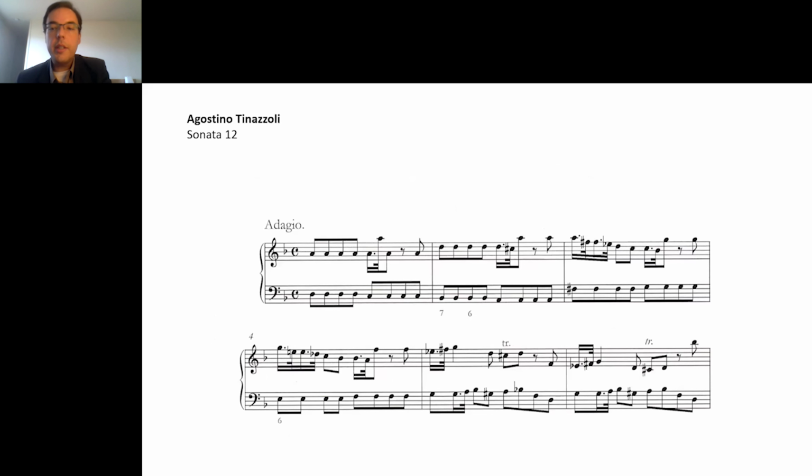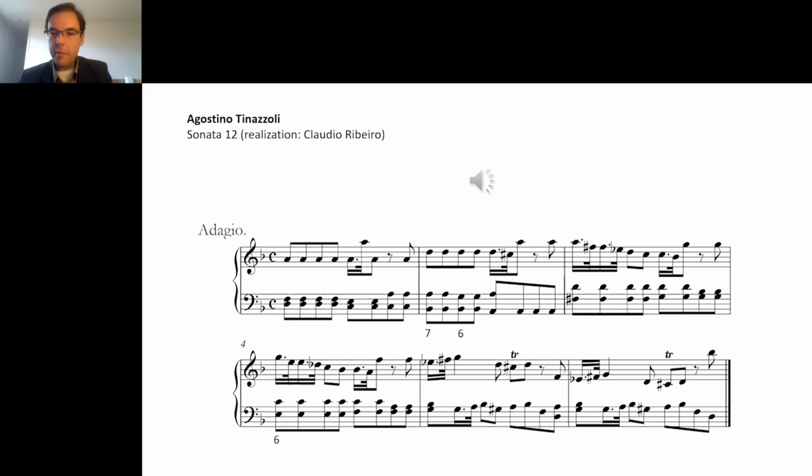I'll now go back to the Tinazzoli example I mentioned in the beginning. Based on the analysis of examples which are closer in style and geographically to Tinazzoli, I'd like to show my proposition for realizing it.